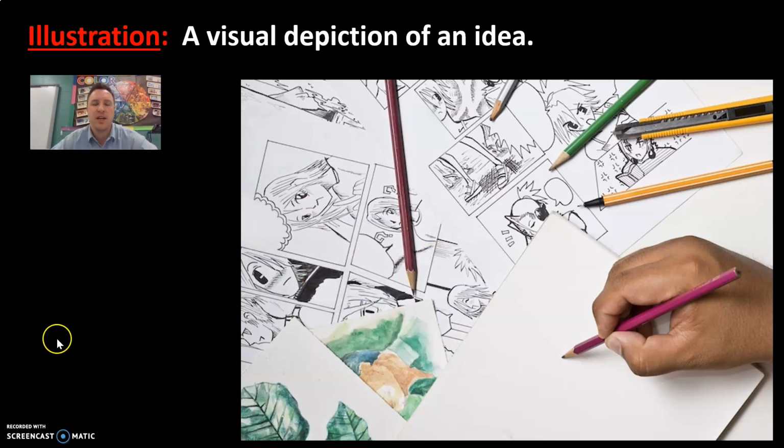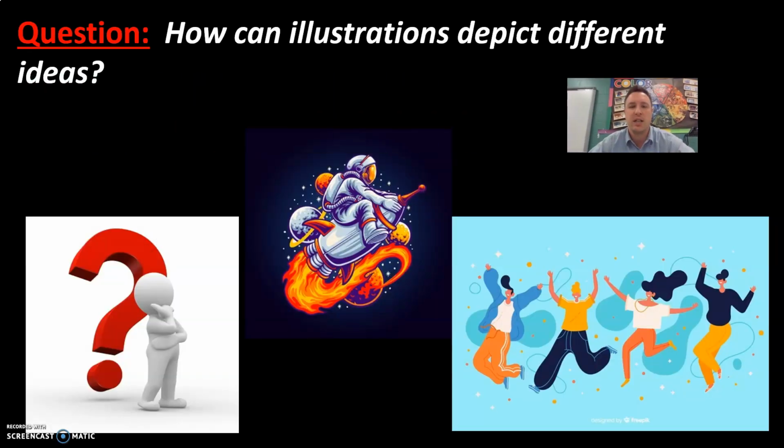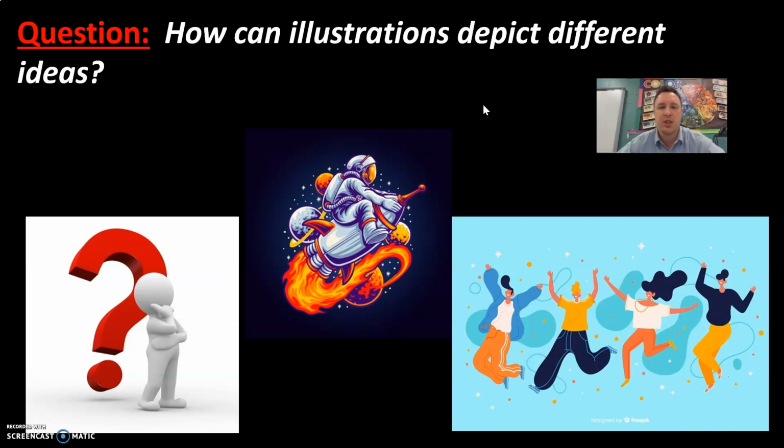Illustration is a visual depiction of an idea. So here you have the artist creating different illustrations to express different ideas. So the question is, how can illustrations depict different ideas? Of course, depending on the illustrations themselves, they differ from person to person. Each illustration will depict a different event, a different mood, a different action. So depending on how you illustrate it will, of course, express the intended idea that you are trying to present.